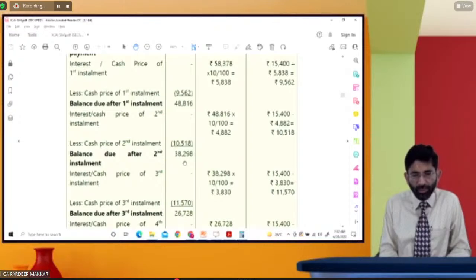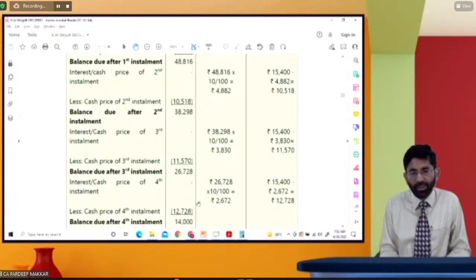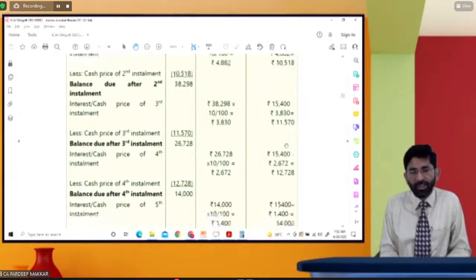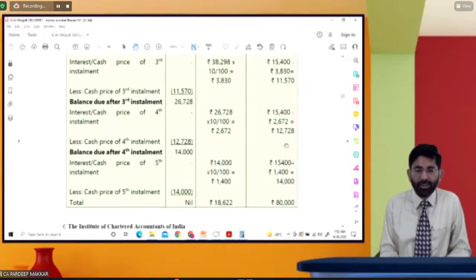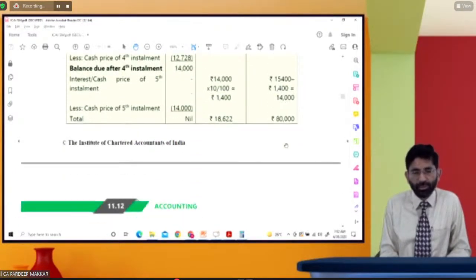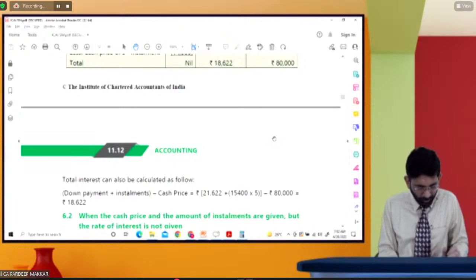This is also good if you are understanding this. Whatever is the balance will be used for calculating interest at the rate of 10%, and that is deducted from 15,400, because 15,400 is the installment minus 3830, and you can easily get it in each and every installment. So it is good. There's no worry. You can do it better with this method also.